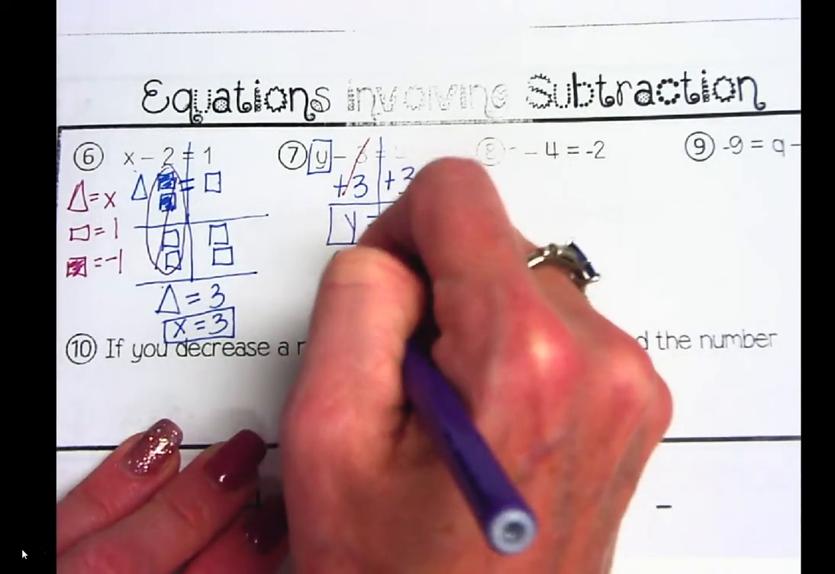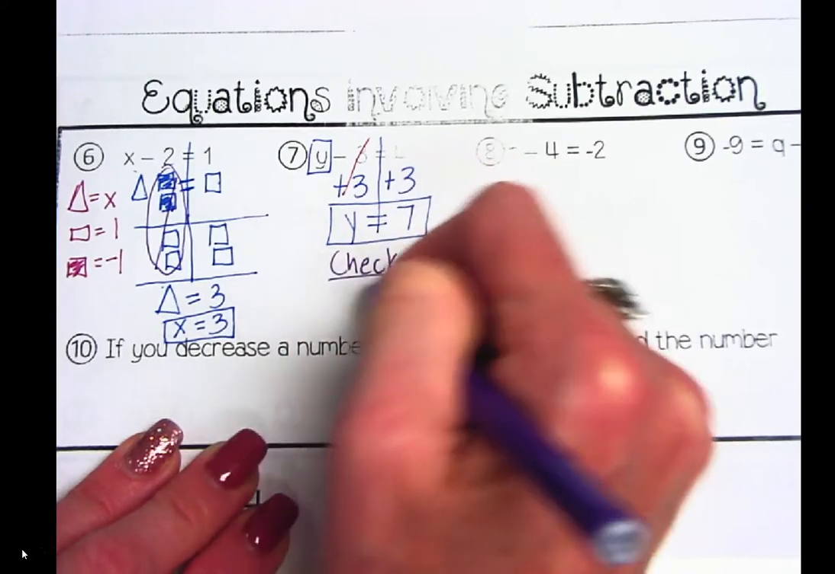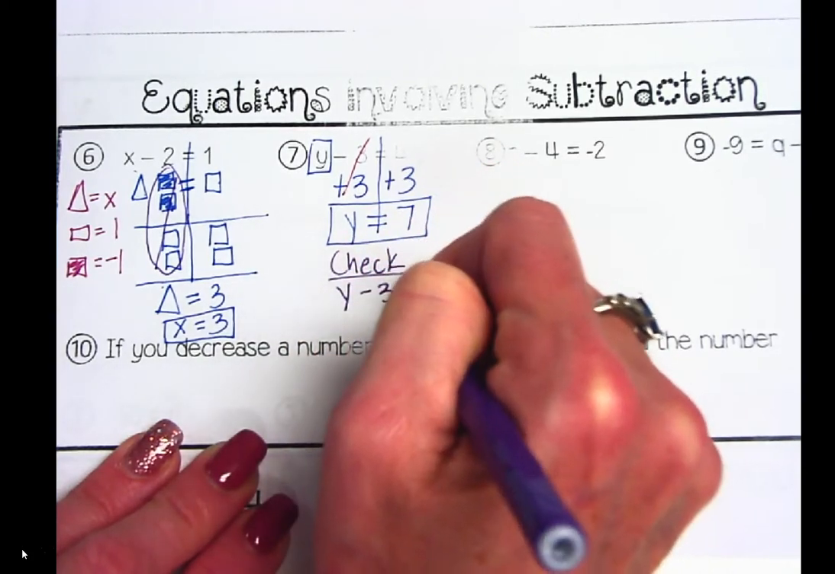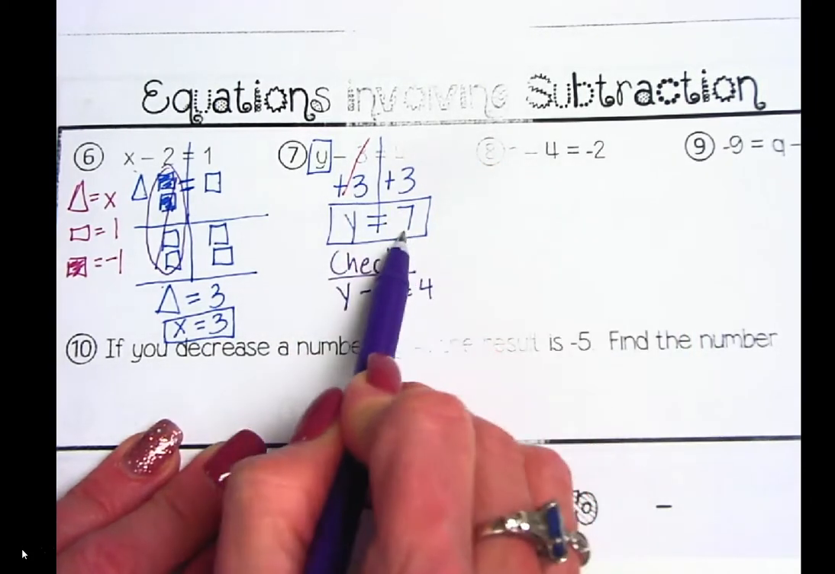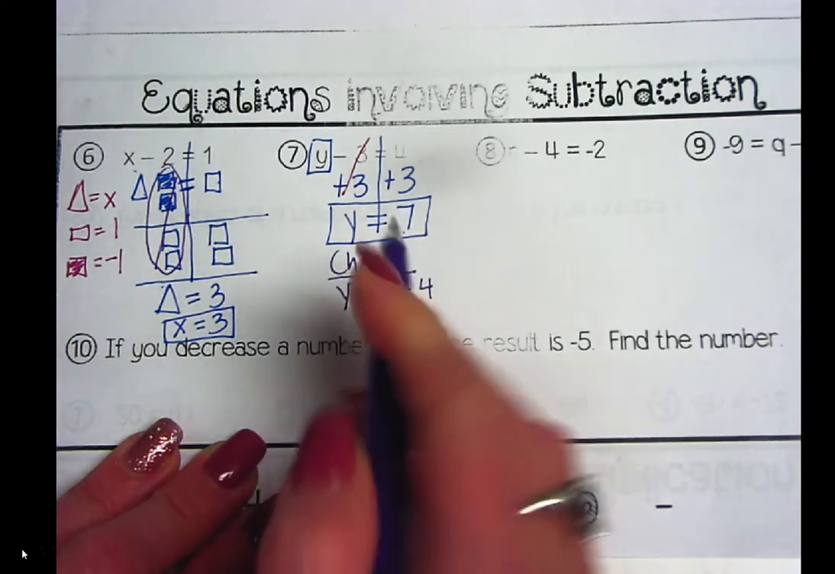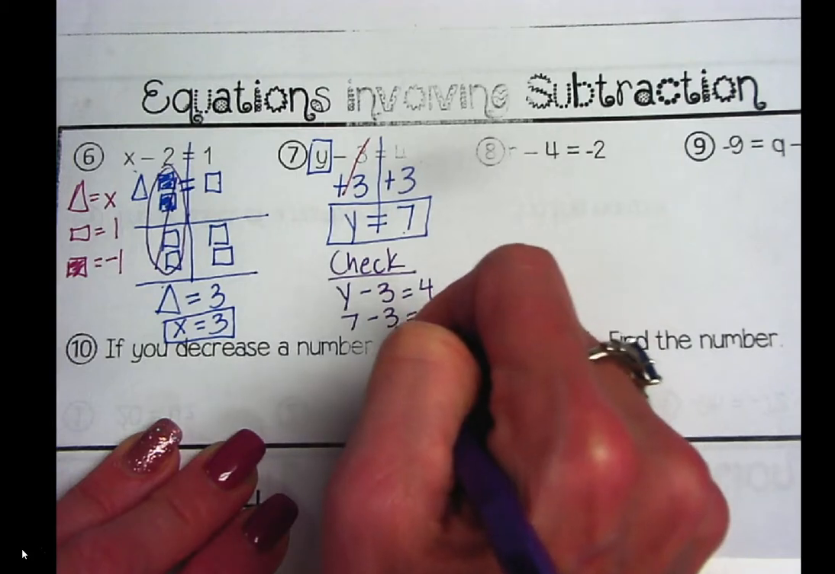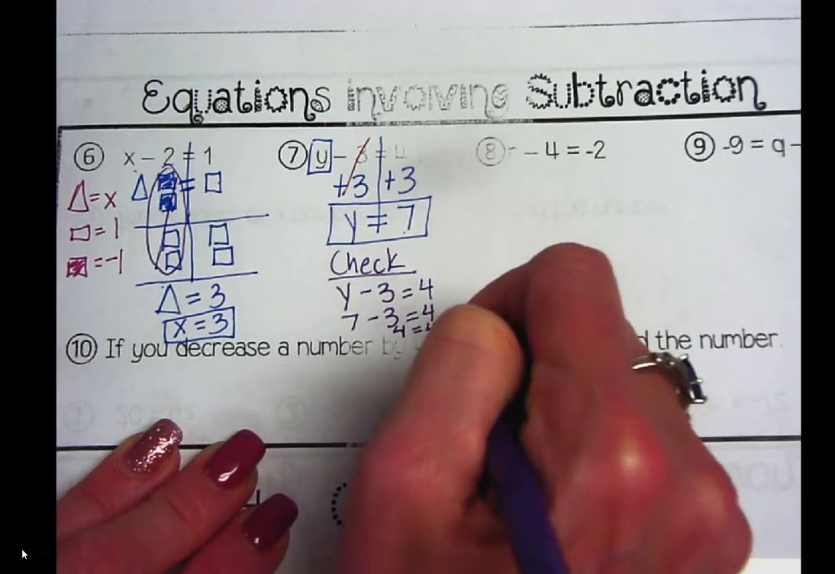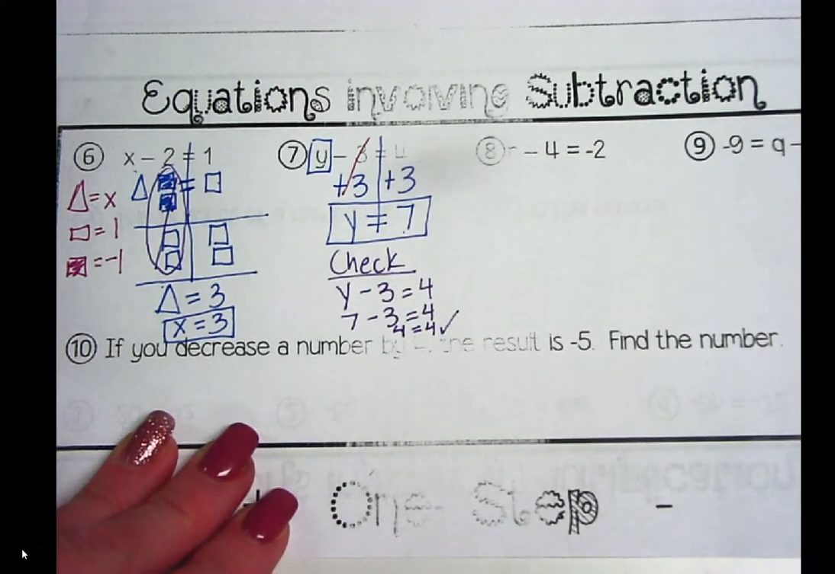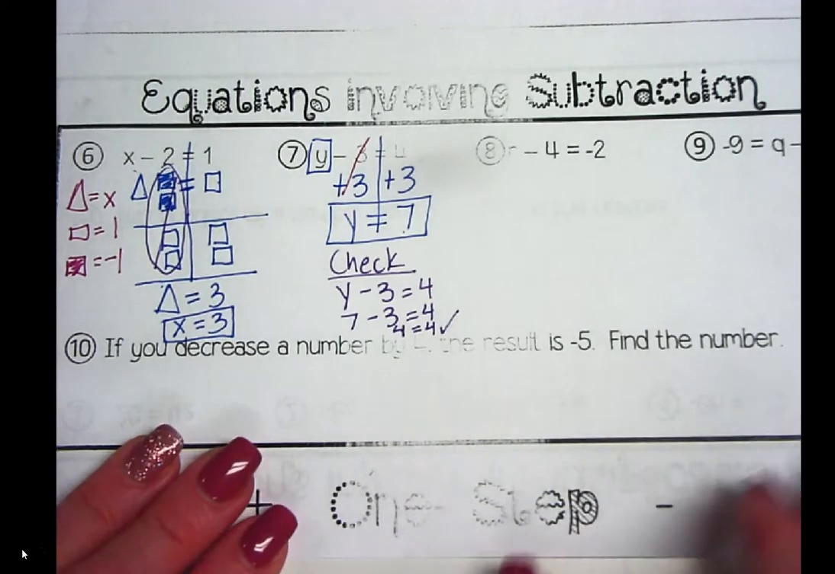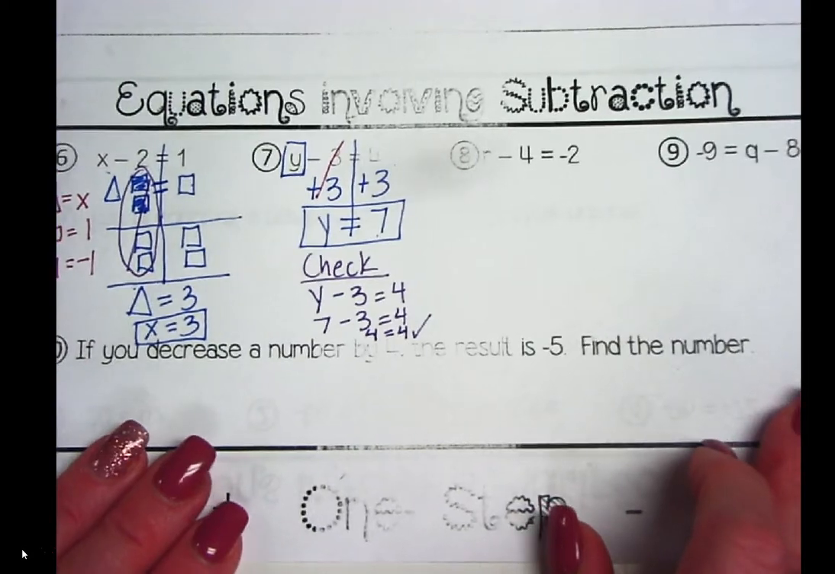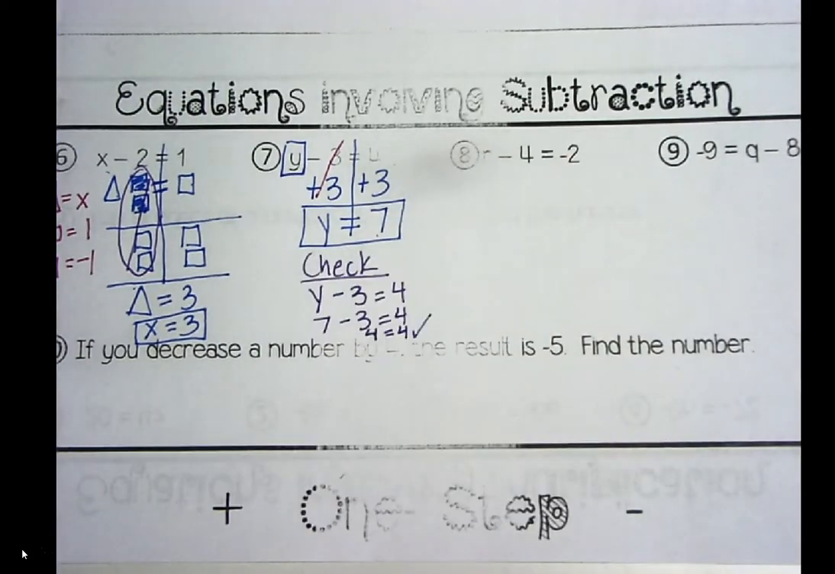That's right. Our check is y minus 3 equals 4. I'm going to put in 7 for my y. 7 minus 3 equals 4. Let's see if that's true. 4 is equal to 4, so it checks. All right, let's look at number 8. We have r minus 4 is equal to negative 2.